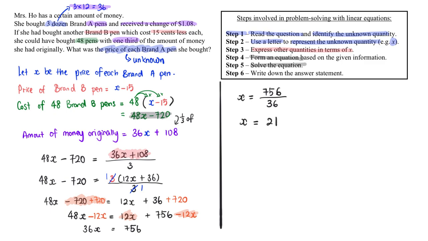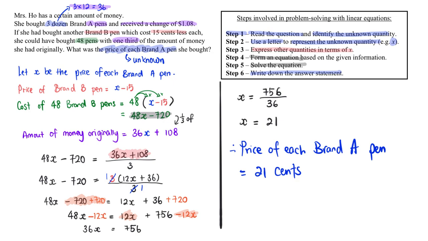21. And therefore, the price, please finish off the last step, which is to write out the answer. The price of each brand A pen is equals to 21 cents. Or you can write it in this form as well.